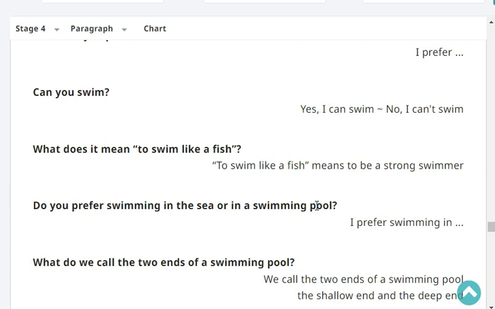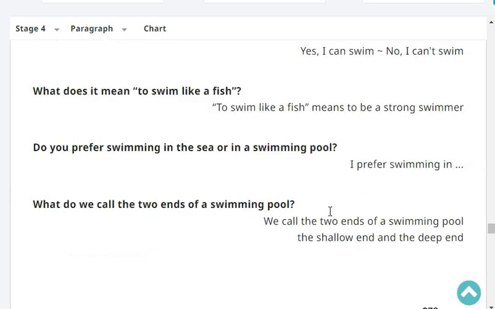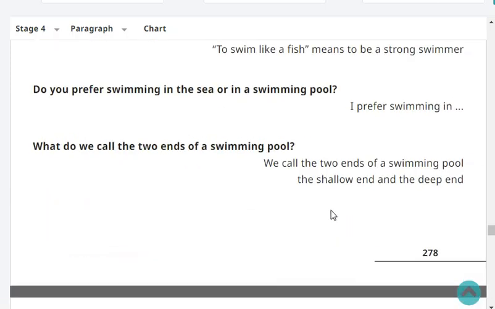Can you swim? Yes or no? Yes, I can swim. What does it mean to swim like a fish? To swim like a fish means to be a strong swimmer.